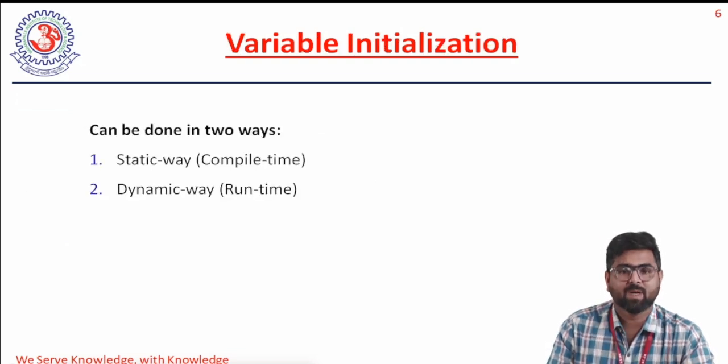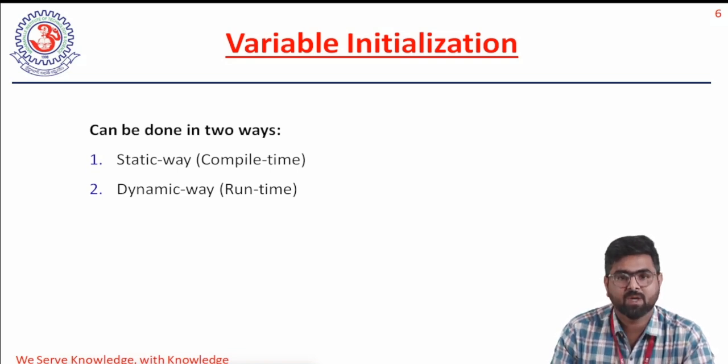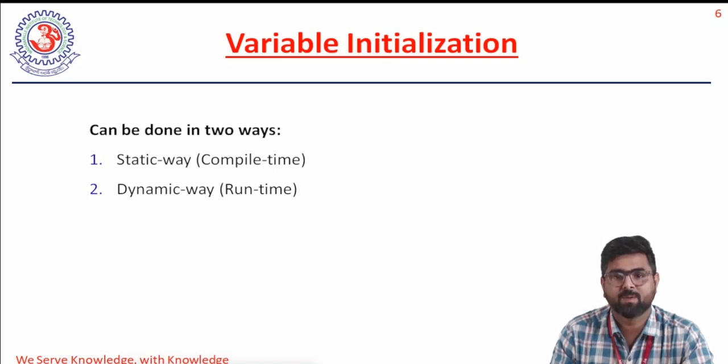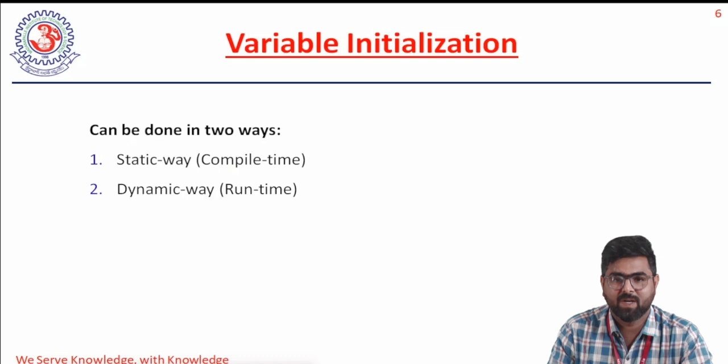So here the variable can be initialized in two different ways. One is the static way and another one is the dynamic way. The static way we can also call compile time initialization, where the value is assigned to the variable during the compilation process. The second way is the dynamic way. It is also called runtime initialization. Here the value is initialized to a variable during runtime from the output console, which we enter through the keyboard.